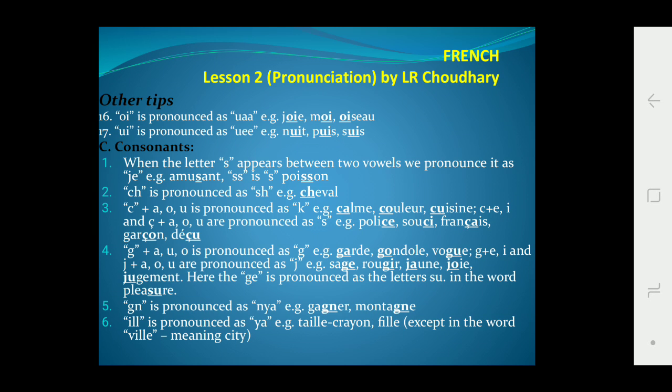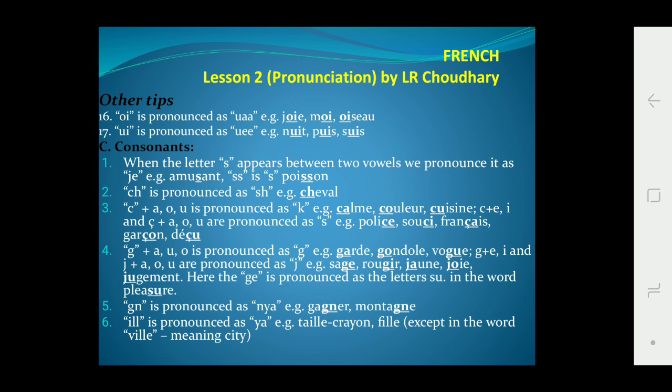Number 4 is G plus A, O, U. If they come with G, it sounds like hard G, like garde, gondole, wagon. And if G plus E or I comes, or J plus A, O, U, they are pronounced as J, like sage, rouge, Jean, joue. So these are the differences. Here G is pronounced like the letters su in the word pleasure, like in English, a Z sound.